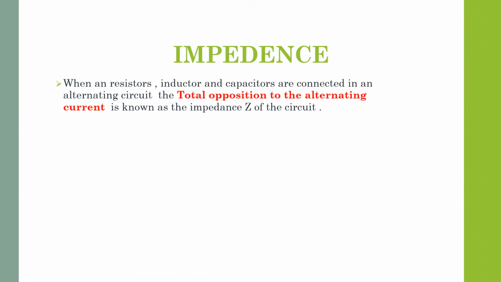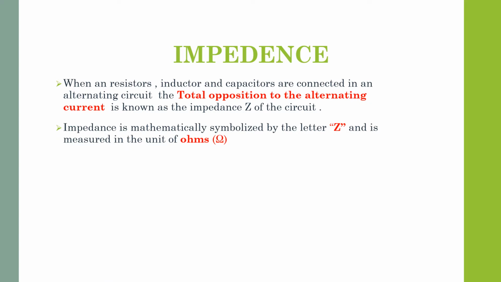Now, what is impedance, class? Impedance is when you have a resistor, inductor and capacitor connected in an alternating circuit. The total opposition to the alternating current is known as the impedance of the circuit. Impedance is symbolized by the letter Z and is measured in the unit of ohms.